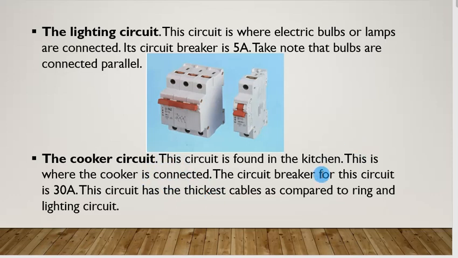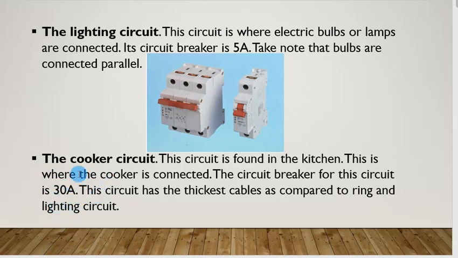So this circuit is found in the kitchen, and this is where the cooker is connected. The circuit breaker for this circuit is 30 amps. 30 amps just for the cooker alone, because it demands a lot of electricity. Remember, it has to do with the heating effect of an electric current in order for it to work. So there is high demand for current here.